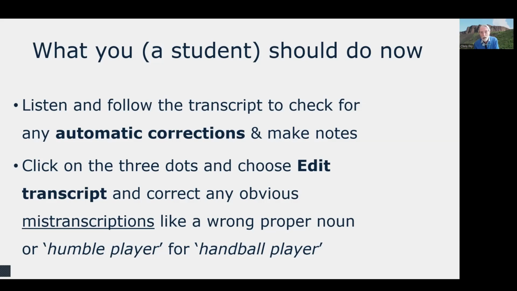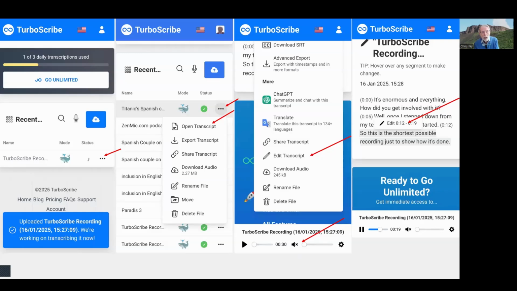note if there are any automatic corrections, and I'll show you how to edit the transcript. So to edit the transcript, click on the 3 dots at the top on the right, and you should then be able to click on Open Transcript. I mean, you can just click on the name of the recording. If you want to edit the transcript, click on Edit Transcript. And then when you get to the thing that you want to edit, click on the sentence, and this little pop-up window will appear saying Edit.